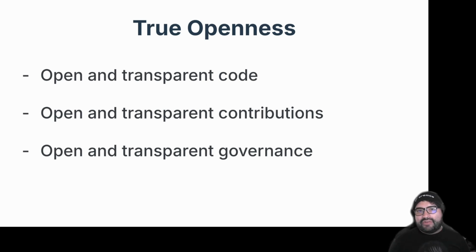And then open and transparent governance, where even if you have a diverse community, you're able to see what their decisions are made out in the open and have open participation, whether they're public meetings, public email lists, all these kinds of things, which again allows the community and the ecosystem to really develop around that project.